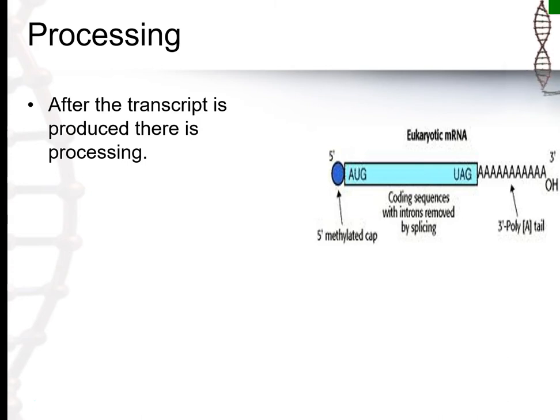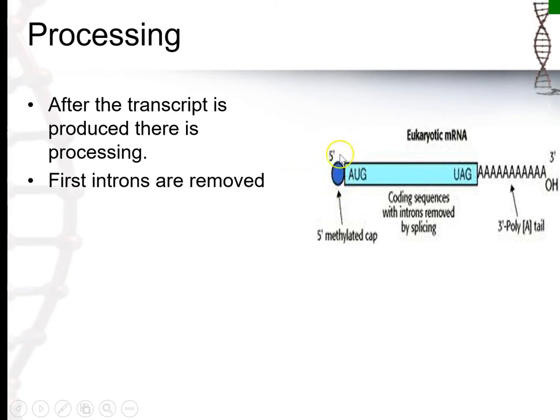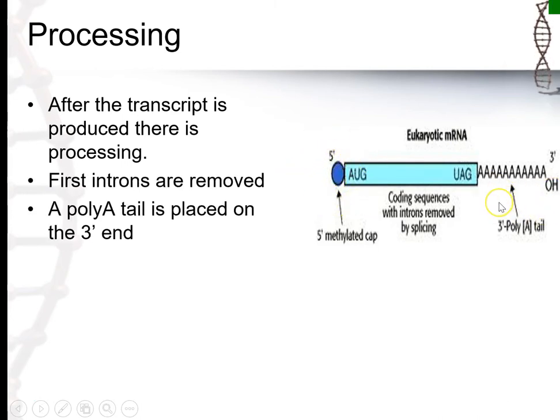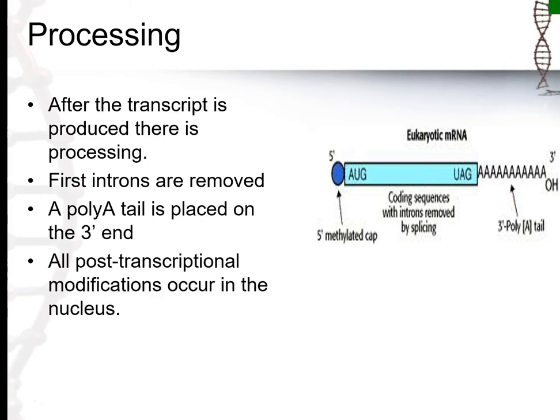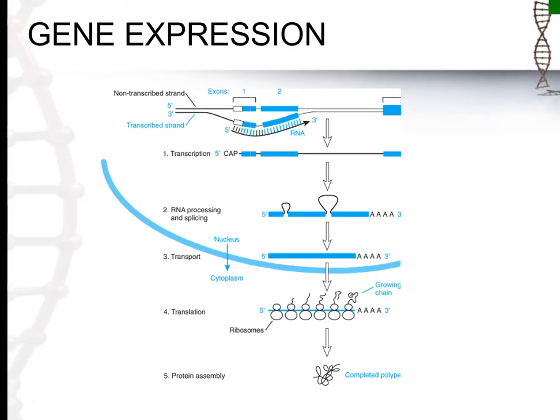Processing: after the transcript is produced, it's then processed. There's a cap to make it stable on the 5' end and a poly-A tail on the 3' end. This all occurs in the nucleus, and this allows it to be stable enough to leave the nucleus and go out to the cytoplasm. So here we have gene expression. We make our copy, we stabilize it, we splice out the introns, and now it can go out into the cytoplasm for this transcript to use as a template to make protein.